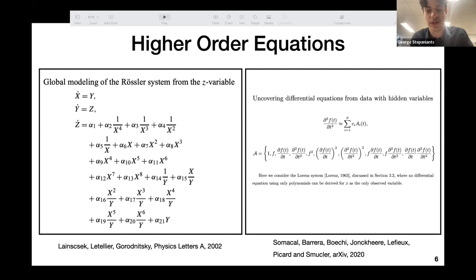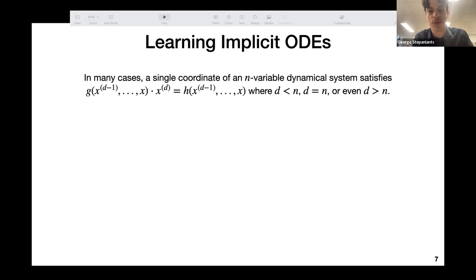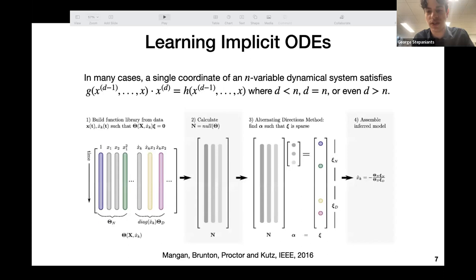But the issue with some of these approaches is that most of the time you have an implicit dynamics in X1 and its higher order derivatives. So that adds some significant complications to actually trying to learn it from data. There have been, of course, approaches following the same ideas of sparse learning of ODEs to try to learn sparse implicit differential equations. But in practice, this is quite a difficult thing to do.